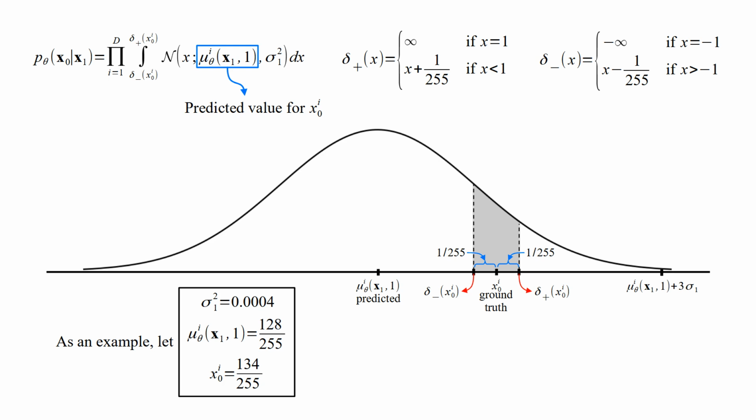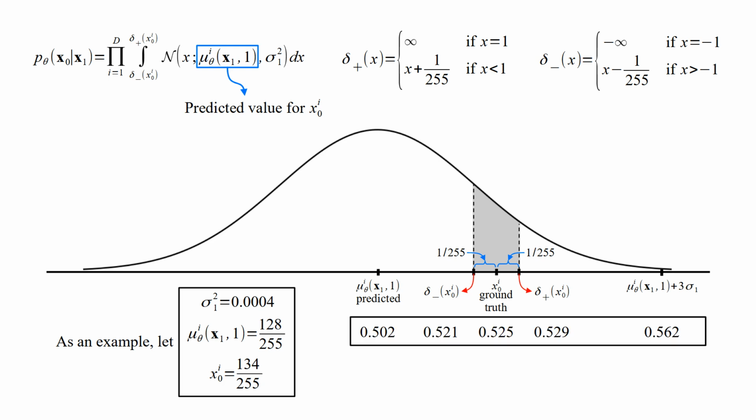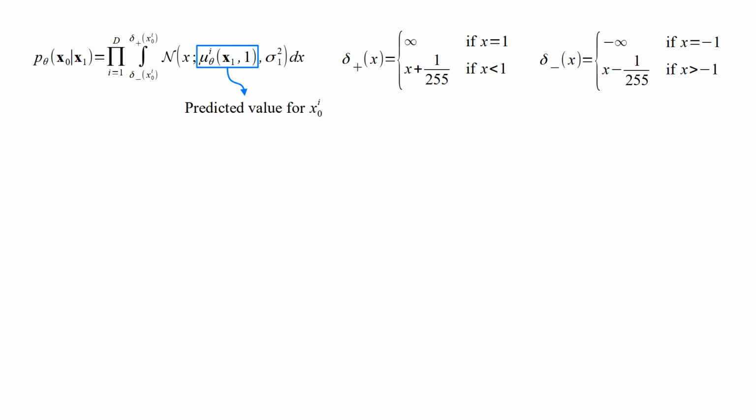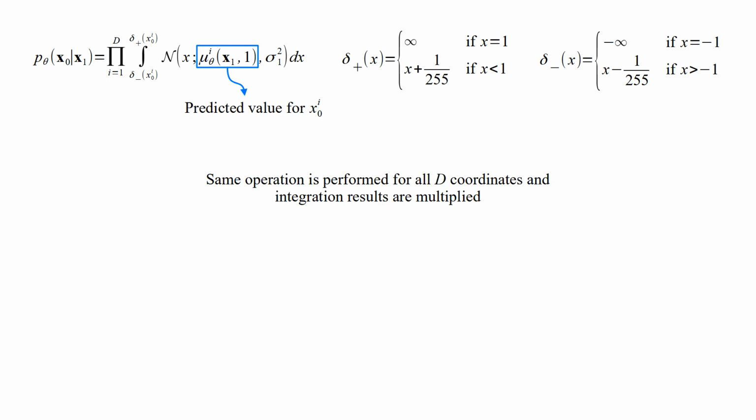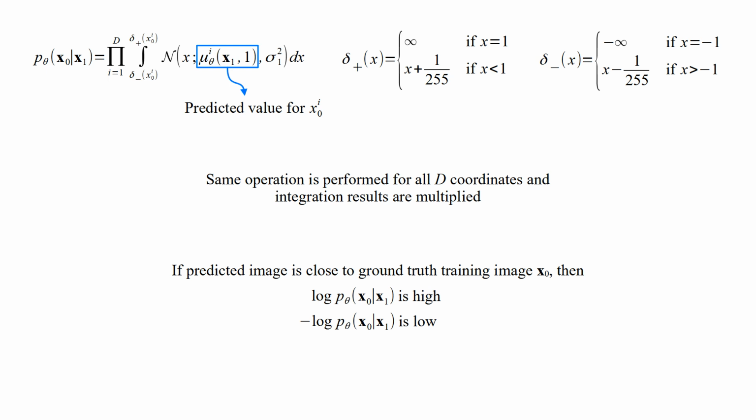Consider this example case. Then these are the related numbers. Same operation is performed for all d coordinates and integration results are multiplied. If predicted image is close to ground truth training image x0, then p theta of x0 given x1 is high.